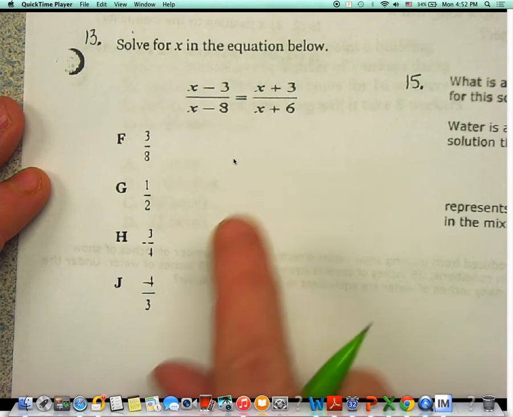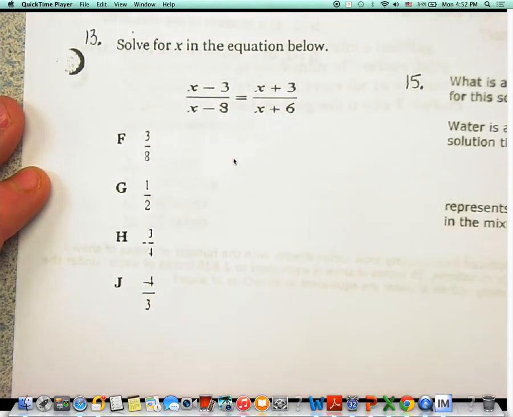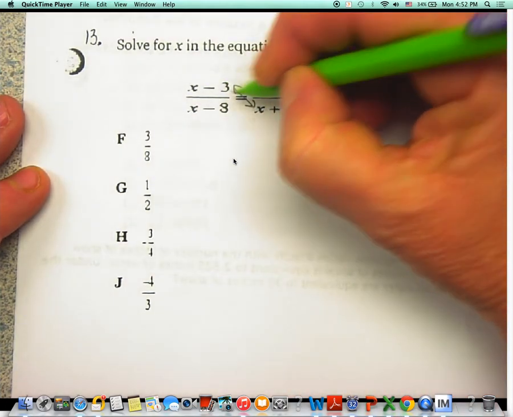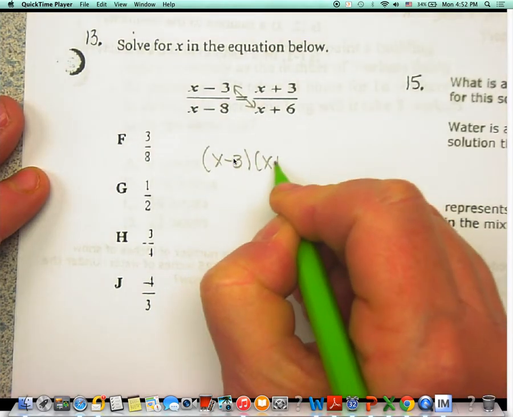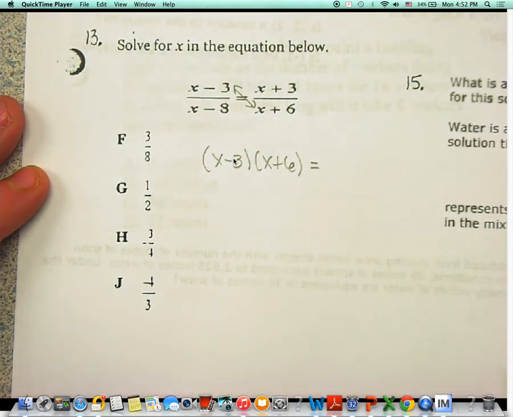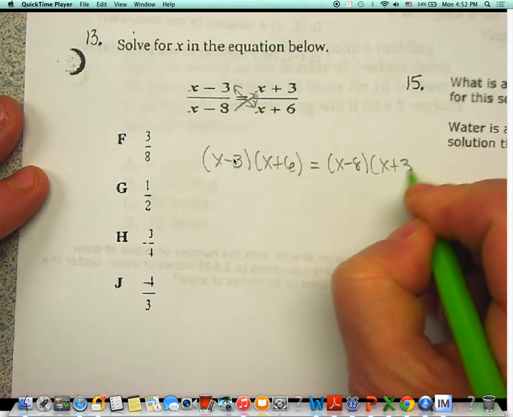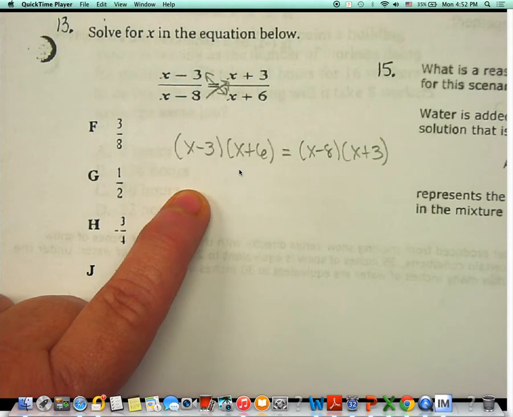All right, since this is one fraction on the left and one fraction on the right, then we can cross multiply. So we're going to multiply x minus 3 times x plus 6. And then that will equal, we'll cross multiply the others, x minus 8 times x plus 3. Okay, then to multiply these together, we use FOIL.